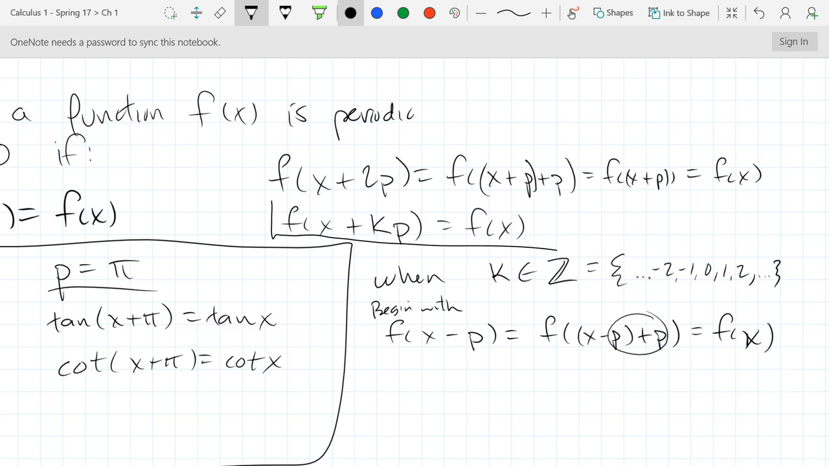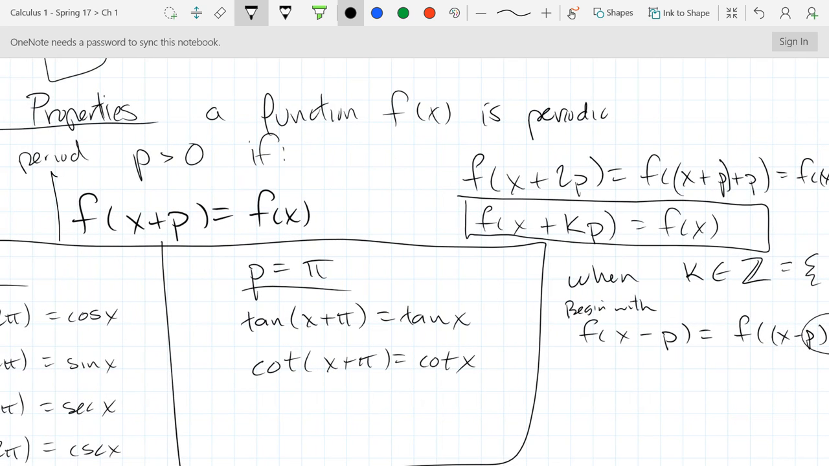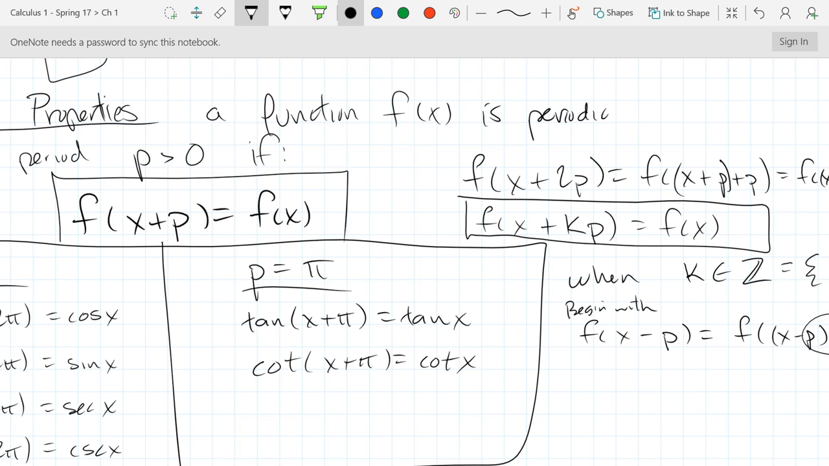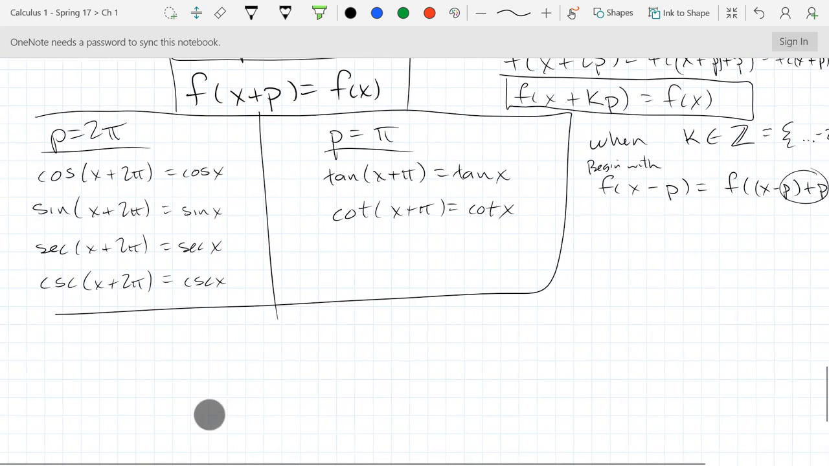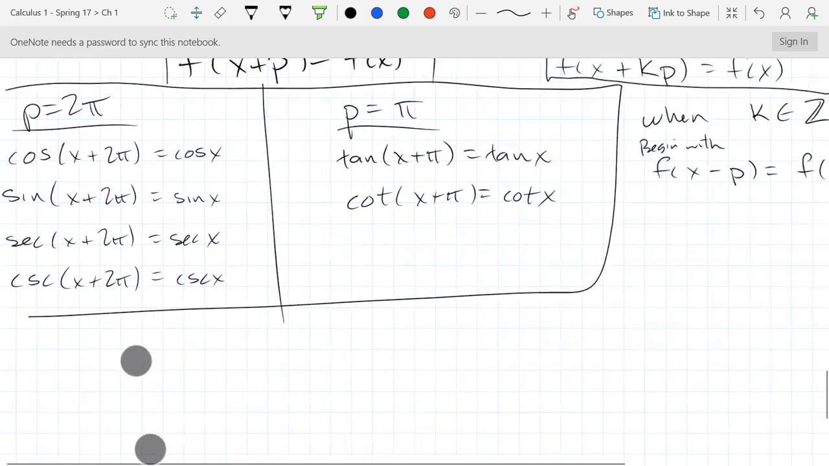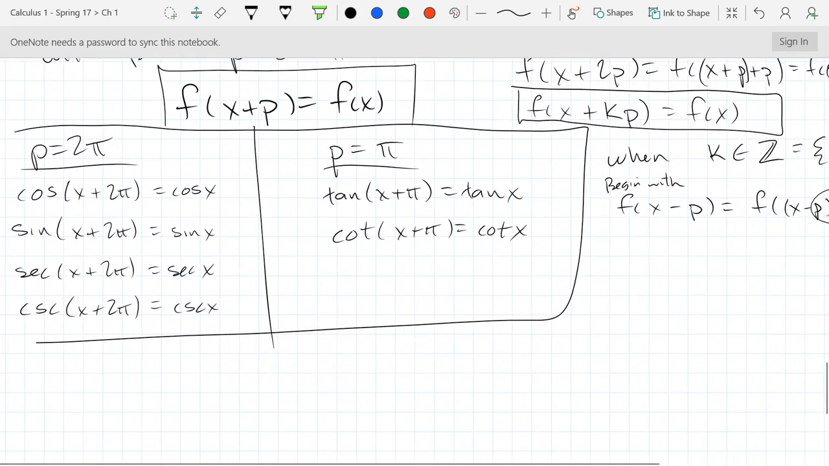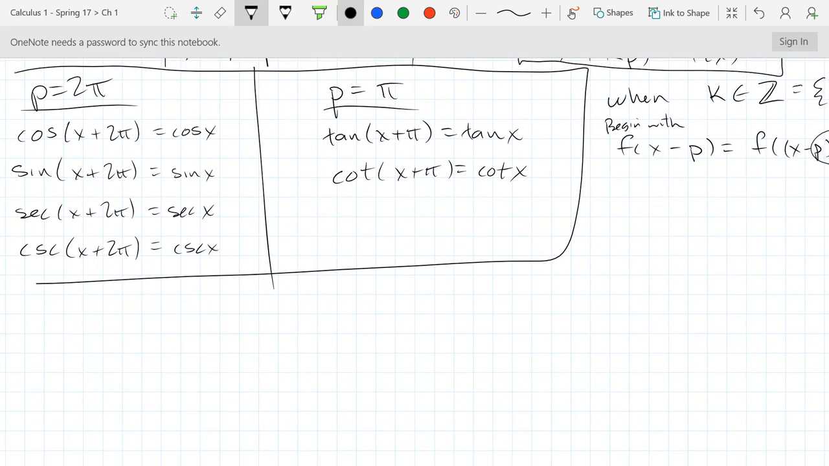So there's the full periodic property written out. But all you really need is that one. It implies all the rest. Now, even and odd are the two properties we're going to do next.